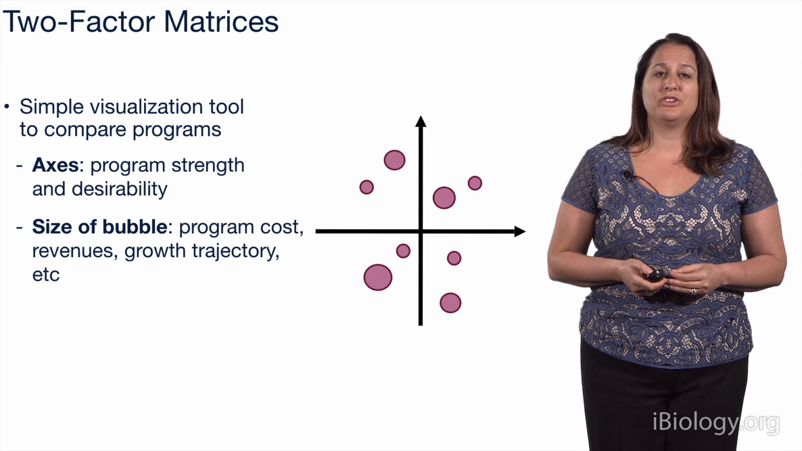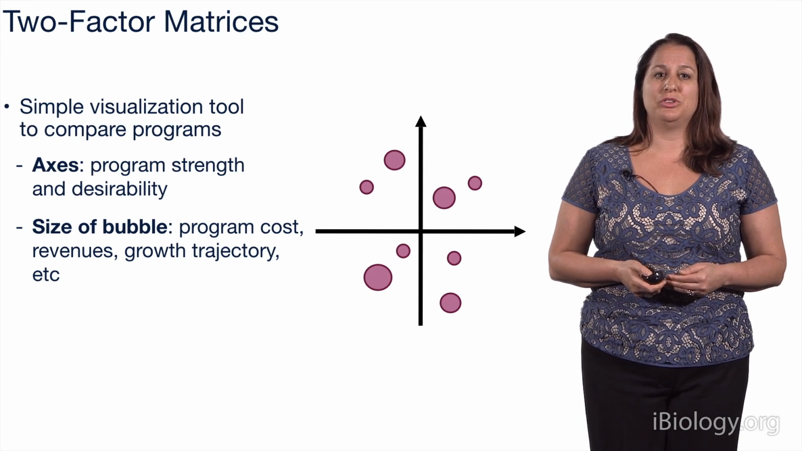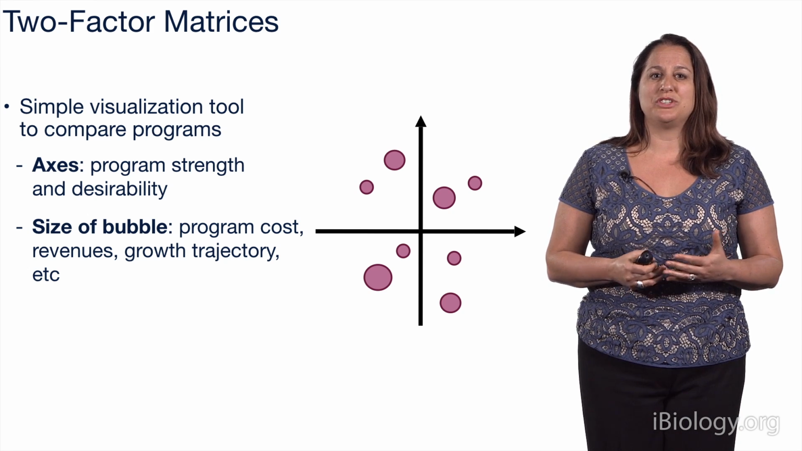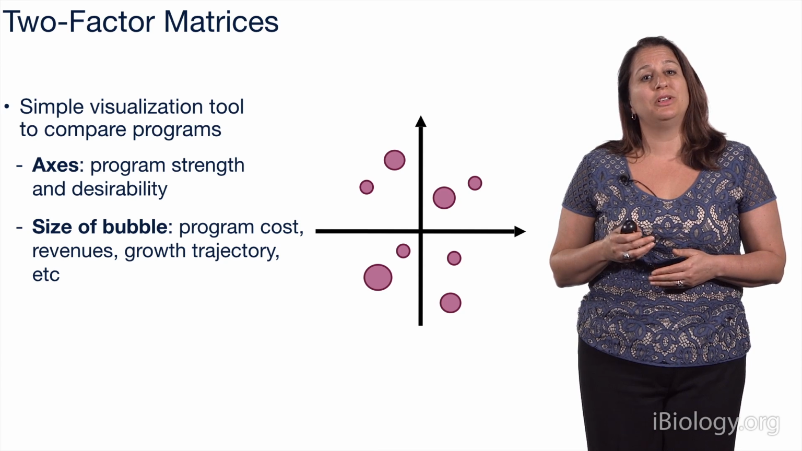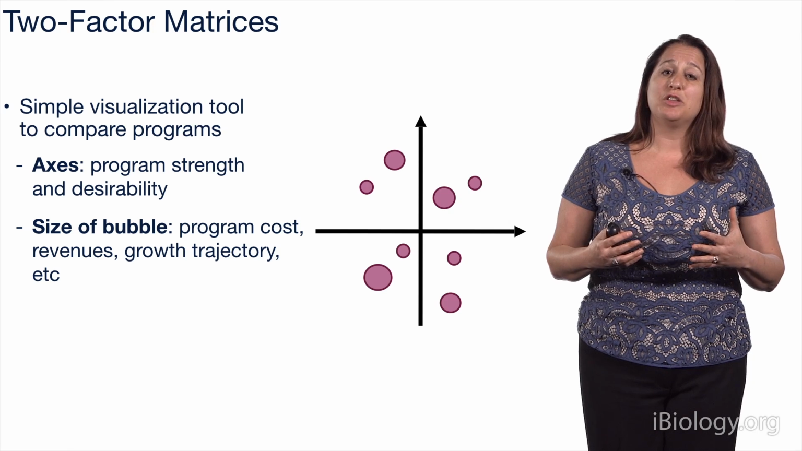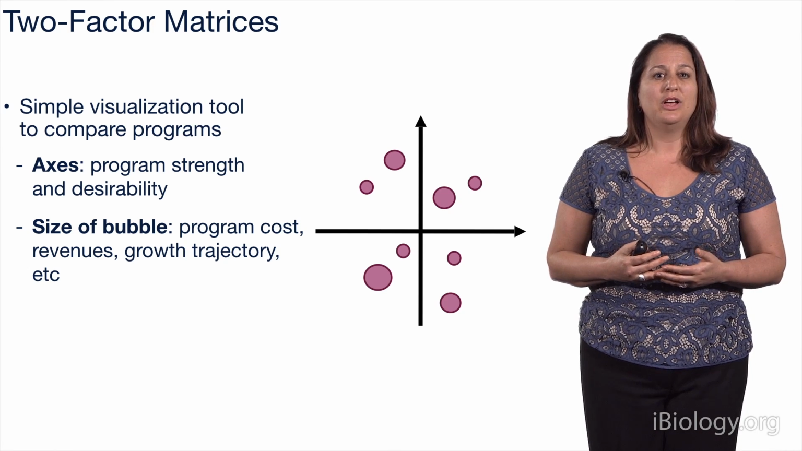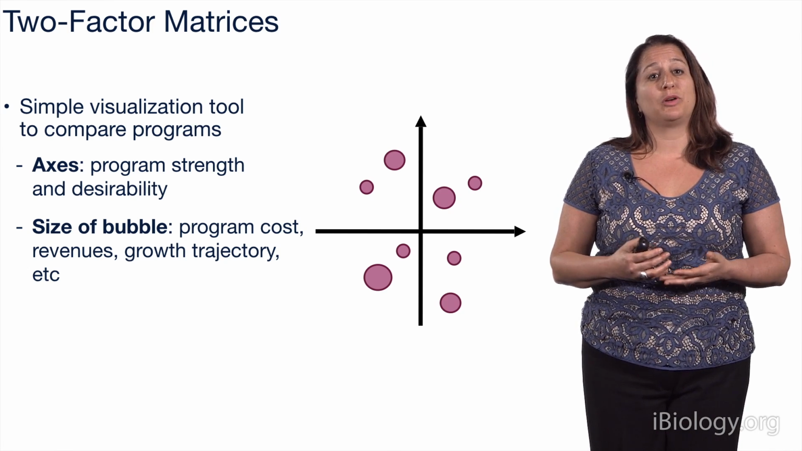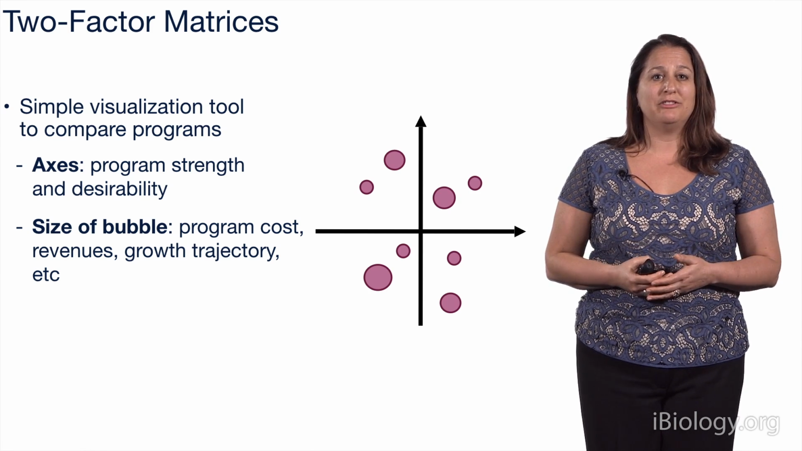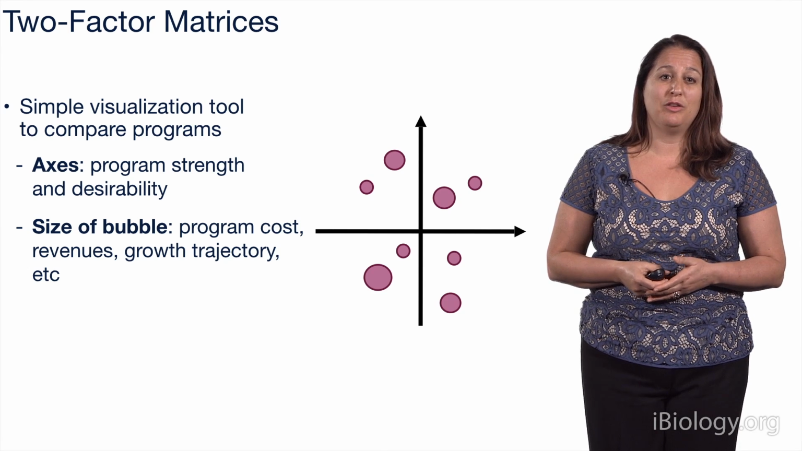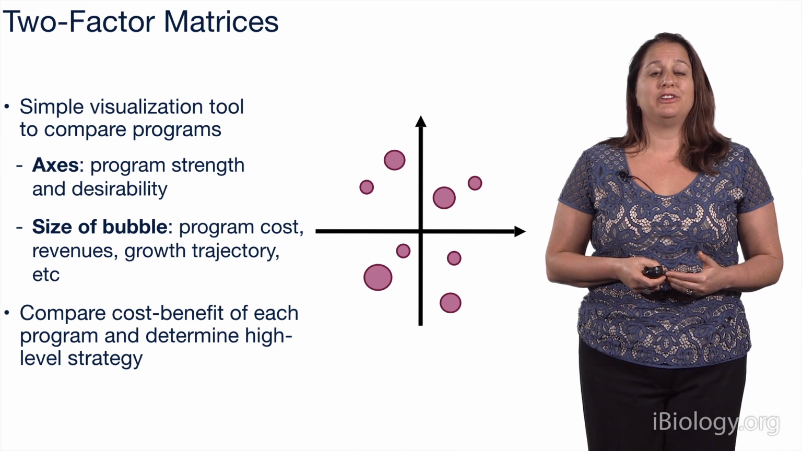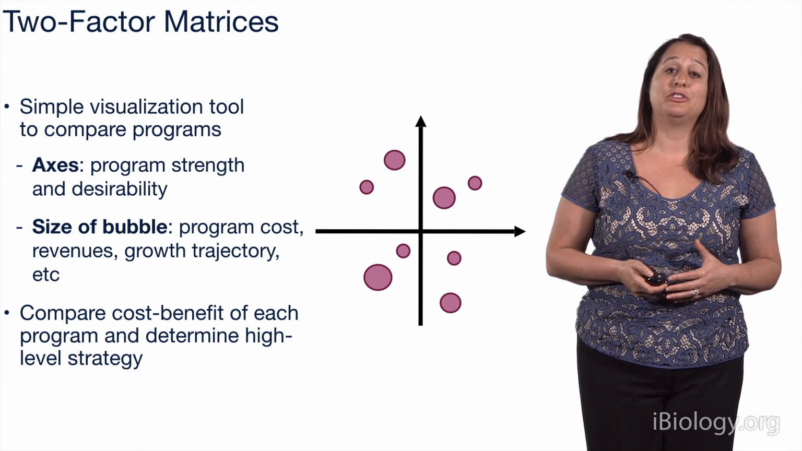A 2-factor matrix is really just a simple data visualization tool that helps to compare programs. Typically, the axes represent program strength and program desirability, and then you map the programs onto your axes, and the size of the bubble, or sometimes the formatting of the bubble, reflects program costs, program revenues, growth trajectory, etc. Any factor that seems relevant in your prioritization and your strategy development. And this then completed matrix allows you to compare cost-benefit of each program and determine some high-level strategy.